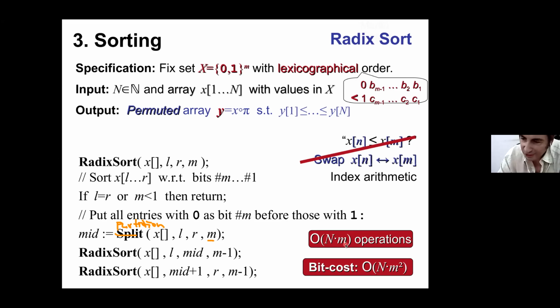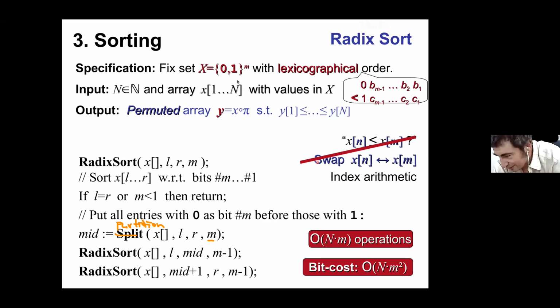And if you look into the bit cost, now you have capital N times m operations on sequences which have m bits, so you have to multiply this one more time by m, and you get capital N times n squared. So this is the bit cost if we regard every 0 and 1 as a bit of this data type, which is a little bit abstract, but okay.